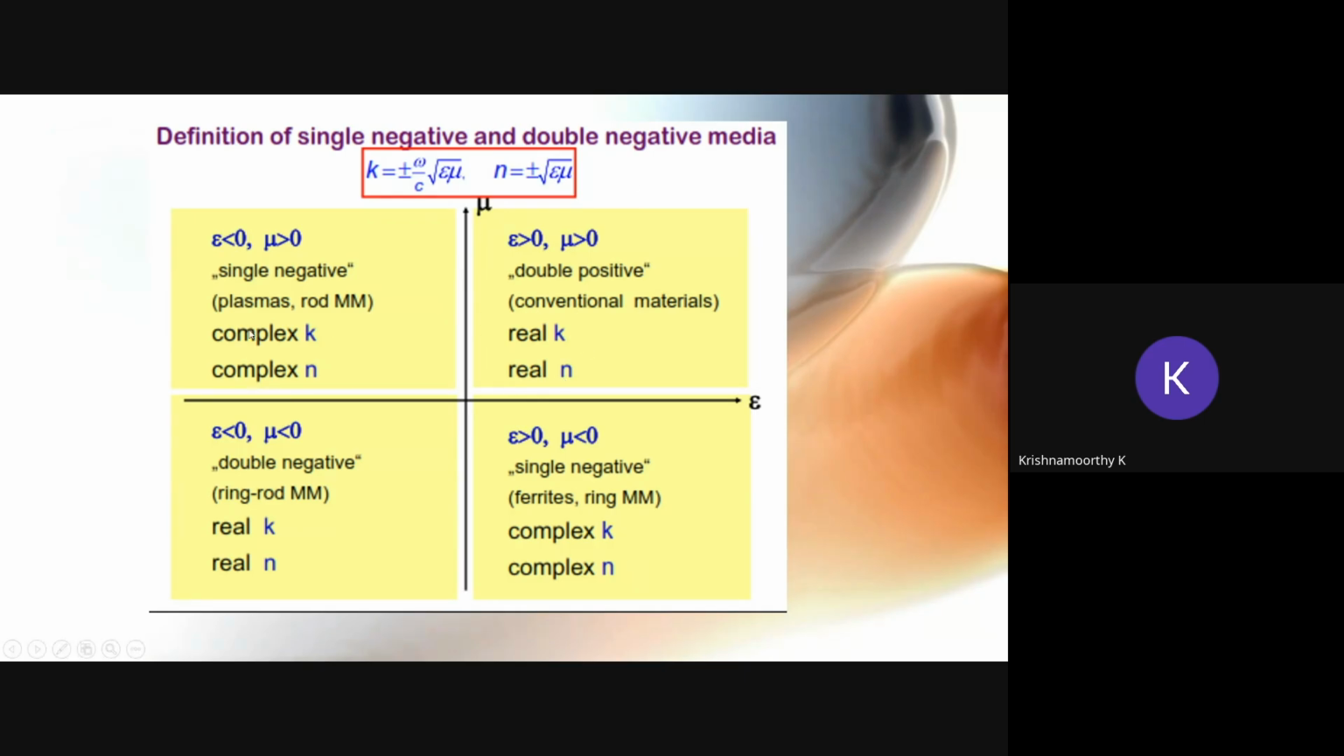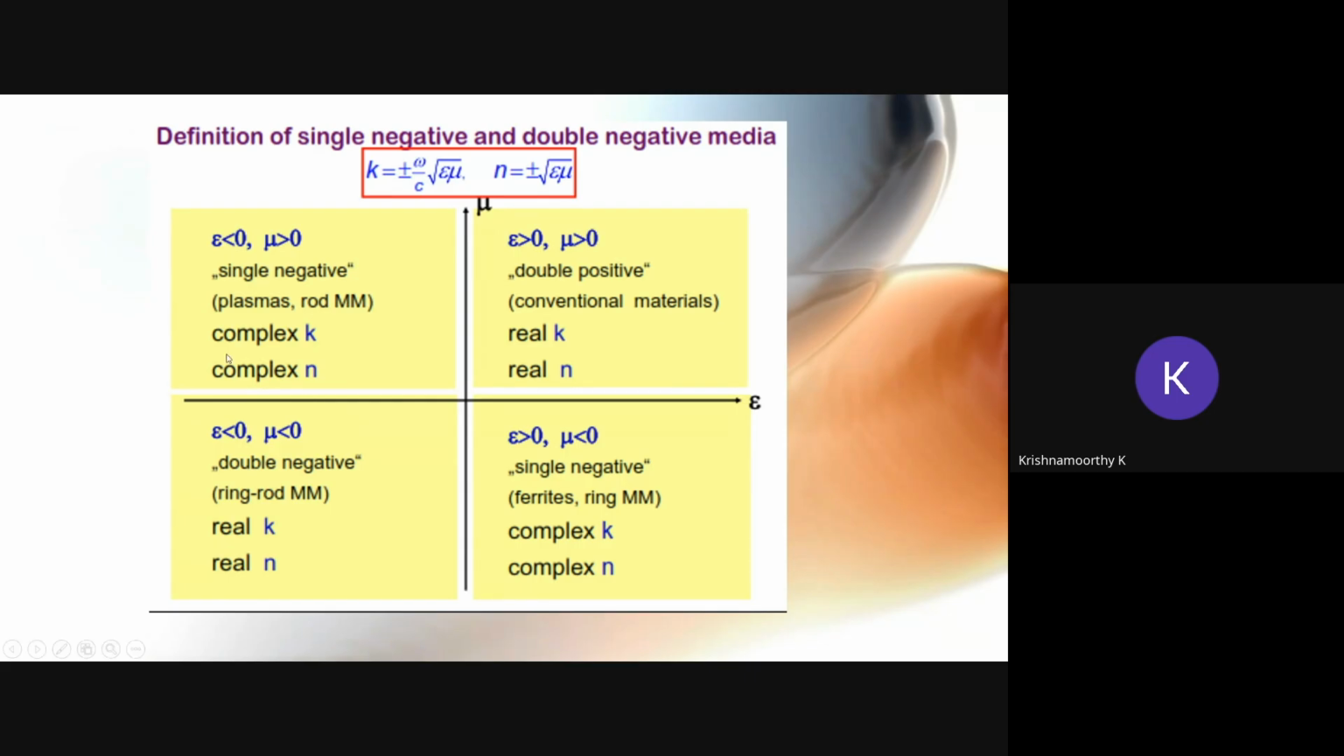Okay, the next category of material. Here the epsilon value, the permittivity, is negative and the permeability is positive. So this we call a single negative medium. An example of this kind of medium, which is also naturally available at high frequencies, is plasmas and metallic rods. An array of metallic rods at a particular frequency is going to exhibit this kind of characteristic.